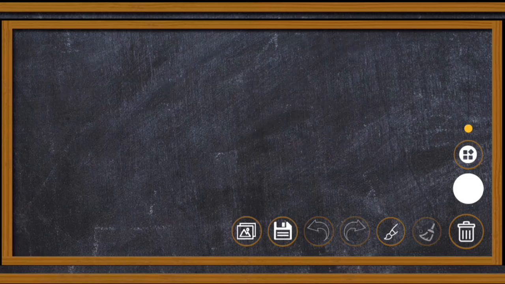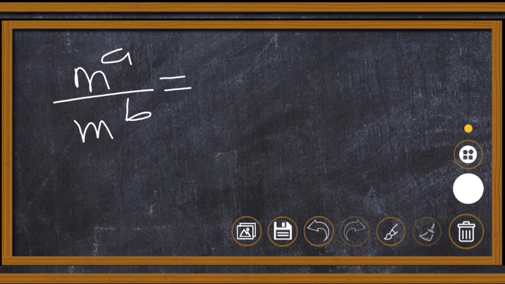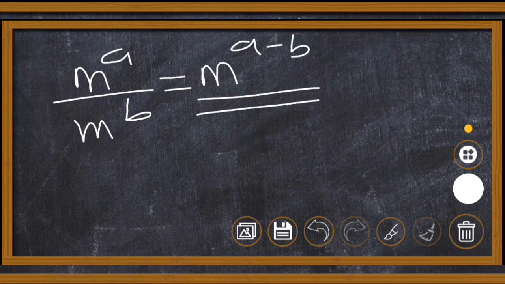Let's look also at the division rule. According to the division rule, when you are dividing the same bases, you subtract the powers. Let's say you have m power a over m power b. In this case, it's going to be m, then the numerator power minus the denominator power. So this is how it is.